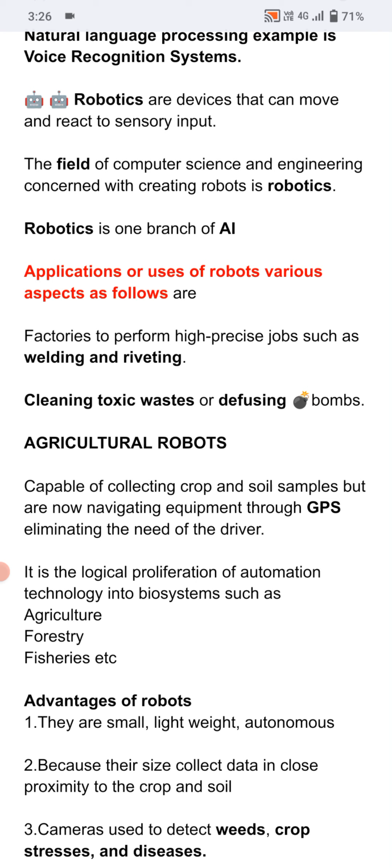Regarding the advantages of robots, there are first generation, second generation and third generation robots. First generation robots are small, lightweight and autonomous, and because of their small size they collect data in close proximity of the crop and soil. They have cameras to detect weeds, crop stresses and diseases. Second generation robots perform field operations such as mechanical weeding and micro spraying. All operations currently performed in the field can be done with robots, preferably of smaller size and lower cost.